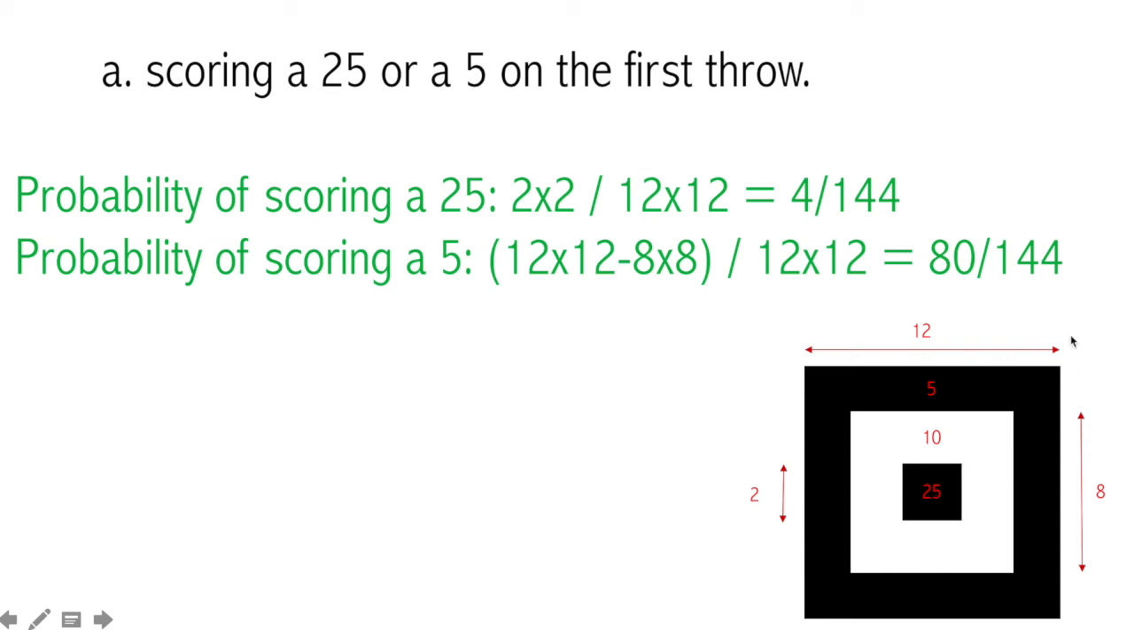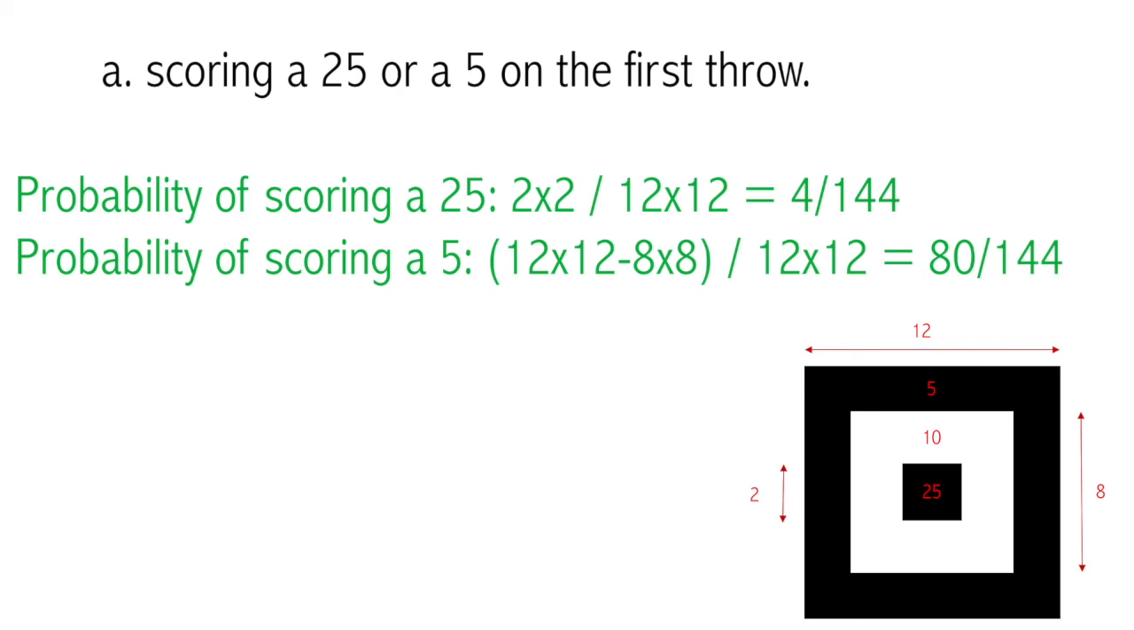That is the area of the 25 divided by the area of the whole board. So 2 into 2 divided by 12 into 12, that's the answer. The probability of scoring a 5 is this black region divided by the whole board. This black region is the entire board's area minus the area of this square. So that comes out to be 80 divided by the area of the whole board, that is 144.